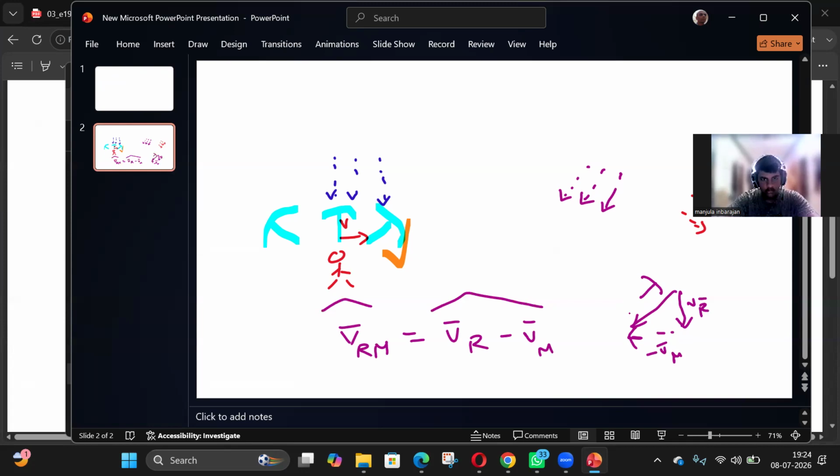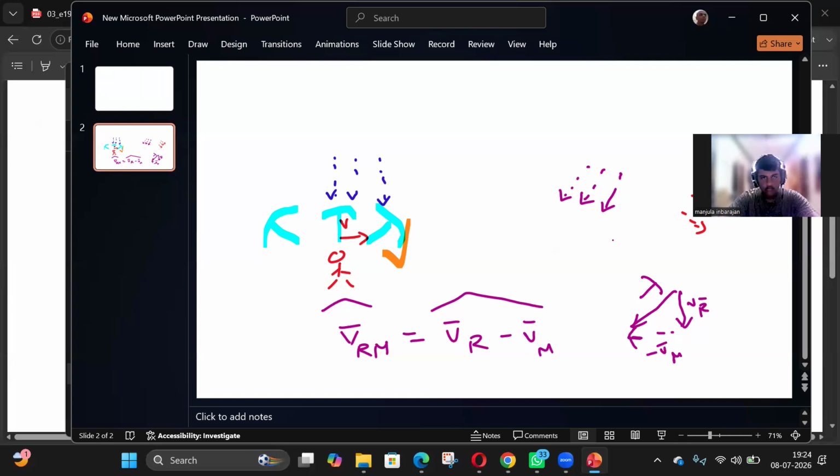Correct? Okay. So the next possibility is the person is moving towards left instead of right. Then in that case, I just have to reverse the direction of the van. So it will be exactly the same thing. I just have to flip this paper. So it will be this one. Okay, that's trivial.